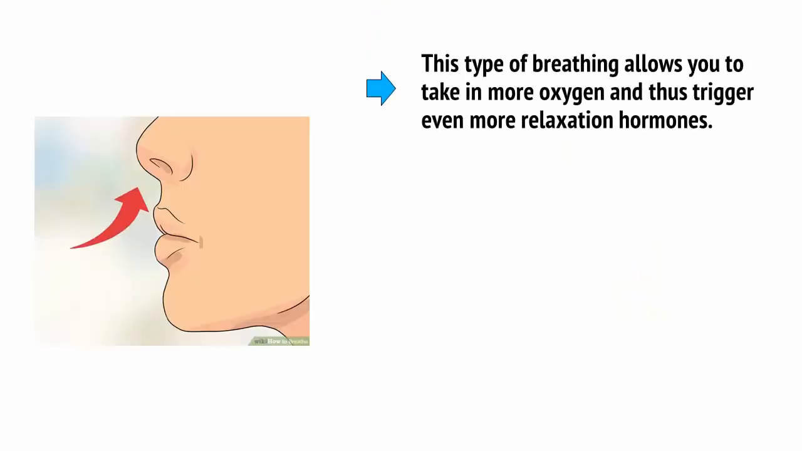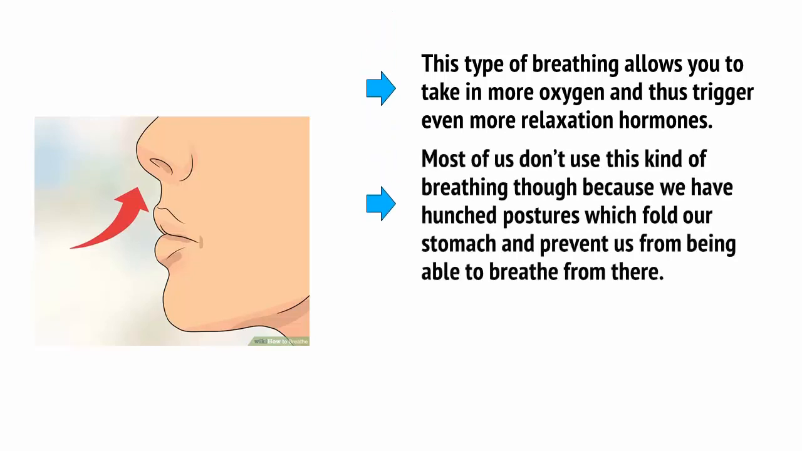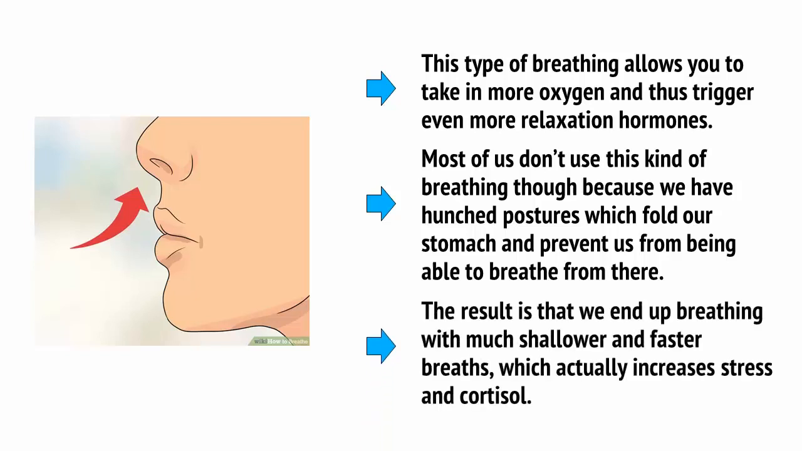This type of breathing allows you to take in more oxygen and thus trigger even more relaxation hormones. Most of us don't use this kind of breathing, though, because we have hunched postures which fold our stomach and prevent us from being able to breathe from there. The result is that we end up breathing with much shallower and faster breaths, which actually increases stress and cortisol.